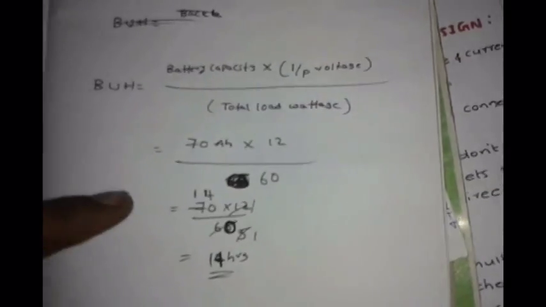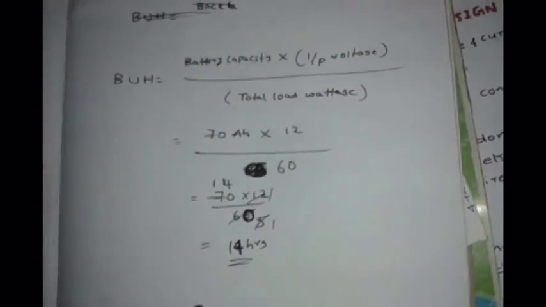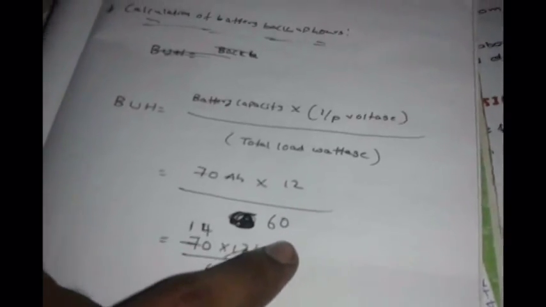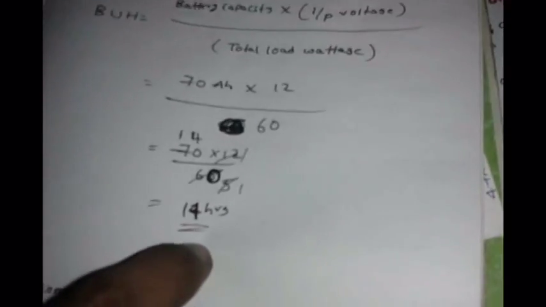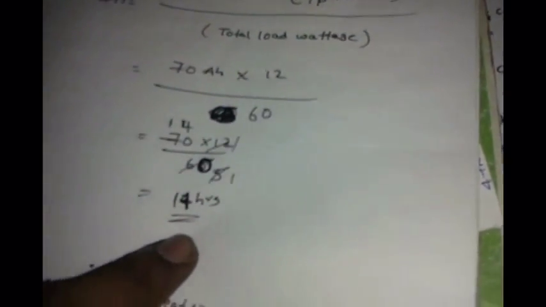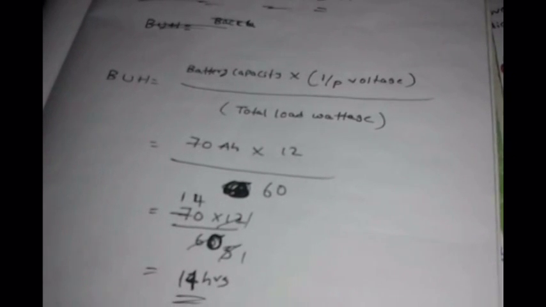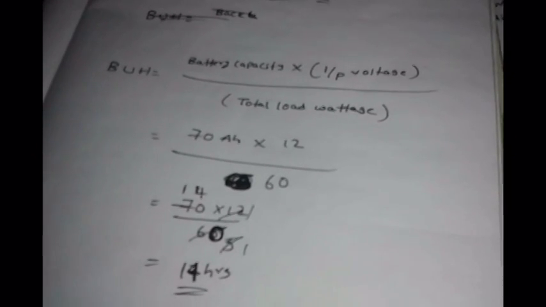We are using a 70 Ah Exide battery, and the battery is providing 12 volts input, and we put a 60 watts load. So the total backup hours is 70 into 12 by 60. It's 14 hours, the number of backup hours. The backup hours differ from battery to battery. If you are using a 20 Ah battery, the backup hours will be different. It may be some other value.